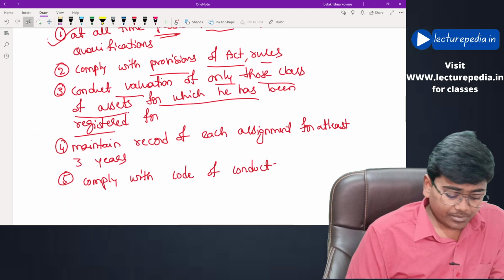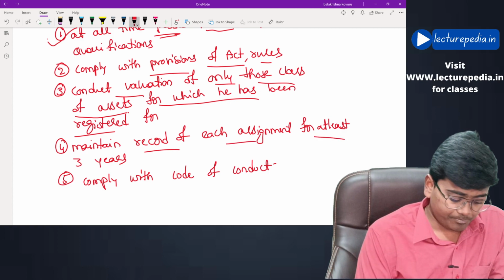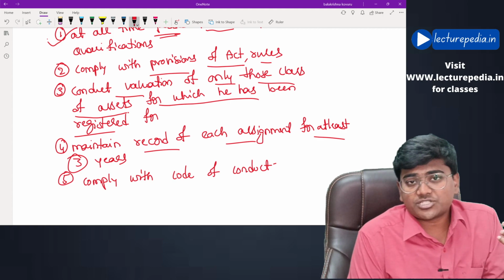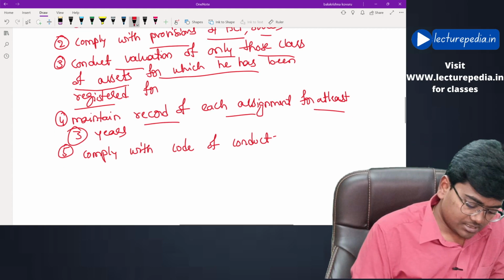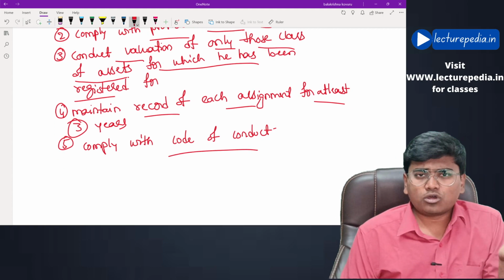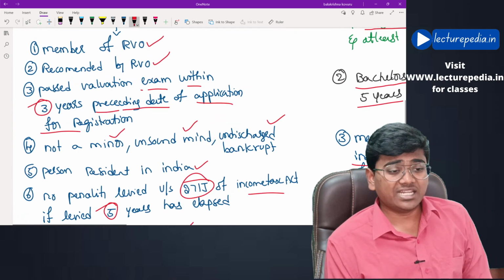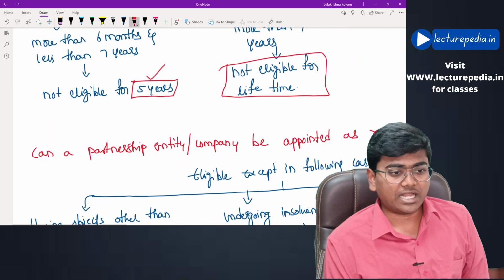Next, he must maintain record of each assignment for at least 3 years. The documents relating to the assignment must be maintained for a period of 3 years, and he must comply with the code of conduct of the registered valuer organization. These are the eligibility criteria of registered valuers.